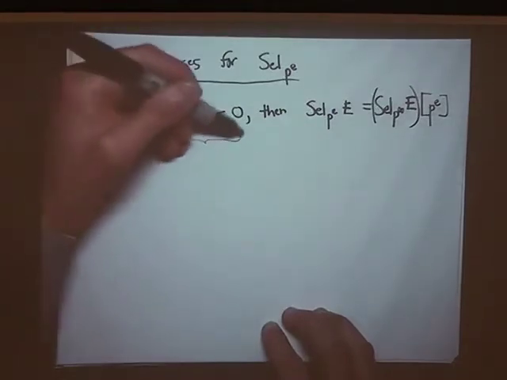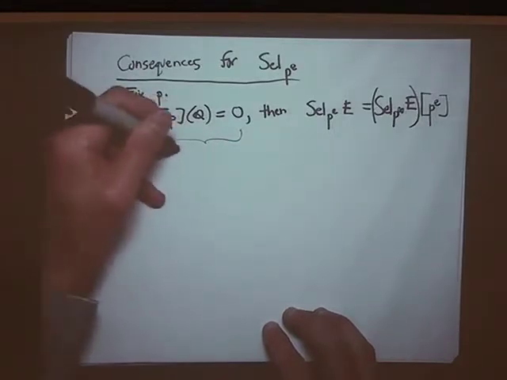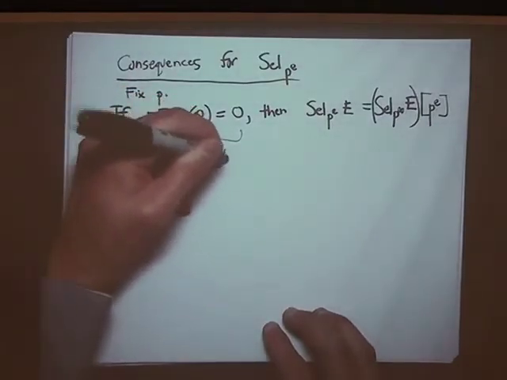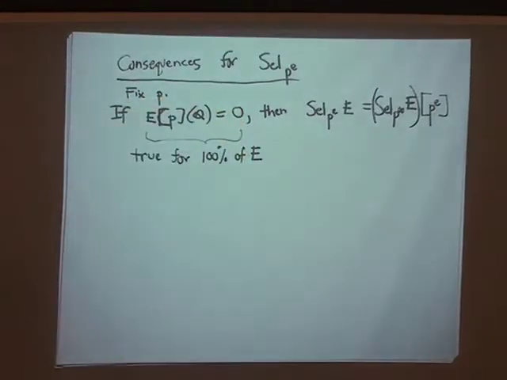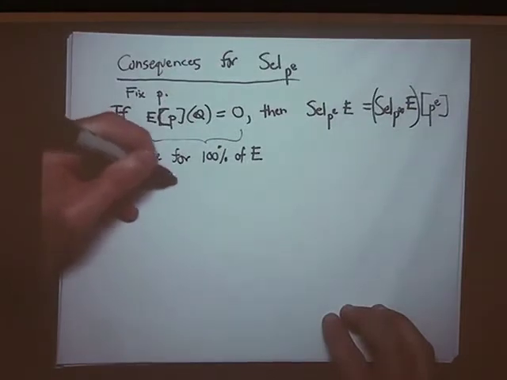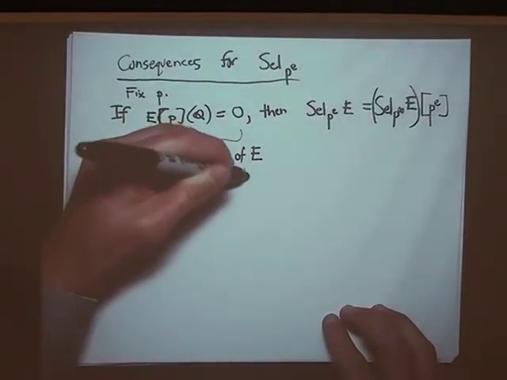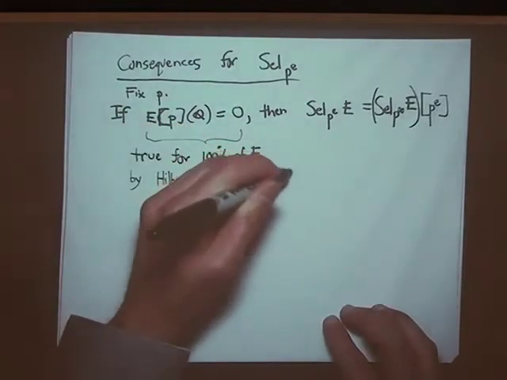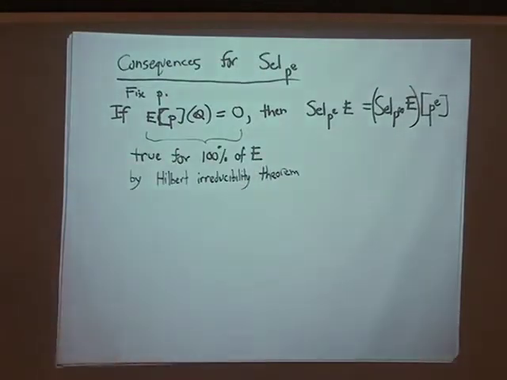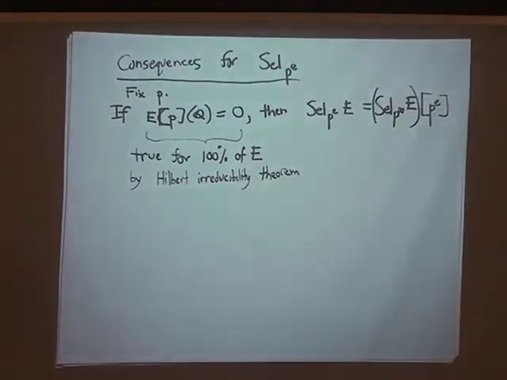So the conclusion of that is that this hypothesis is actually true for 100% of E. And 100% is good enough for what we're trying to do, because this is all probability anyway, so nobody cares about the 0%. Okay, so this is true by the Hilbert irreducibility theorem. So for all practical purposes, the p to the e Selmer group is the p to the e torsion in the p to the infinity Selmer group.